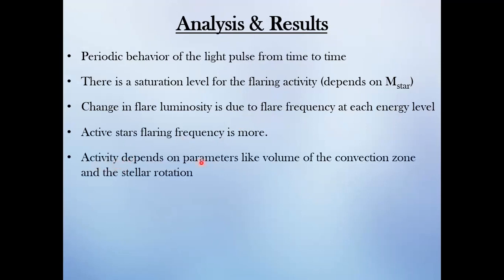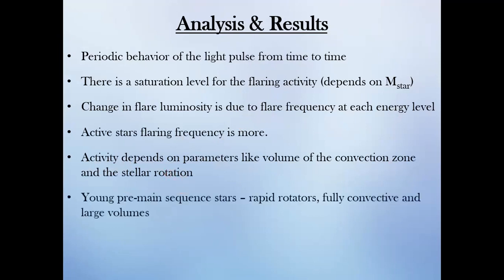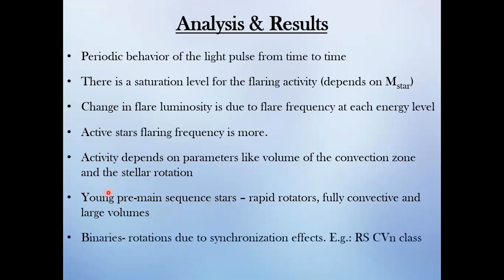This activity depends on parameters like the volume of the convection zone and the stellar rotation. From these two properties, we can generate a lot of information. Young pre-main sequence stars, I'll show you in a moment where they lie, are rapid rotators. They are fully convective, and they have large volumes. This is the reason why their activity is much more than that of other stars.